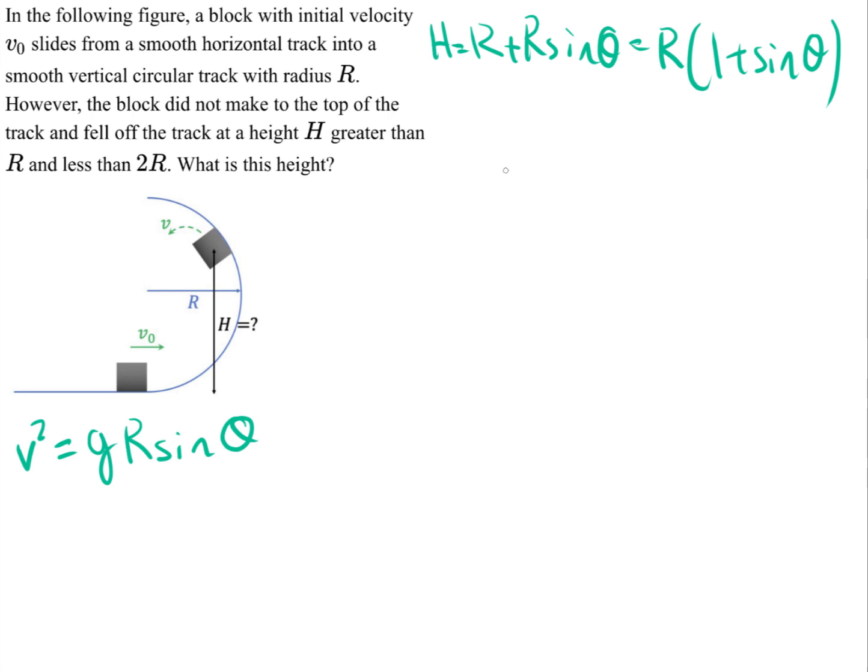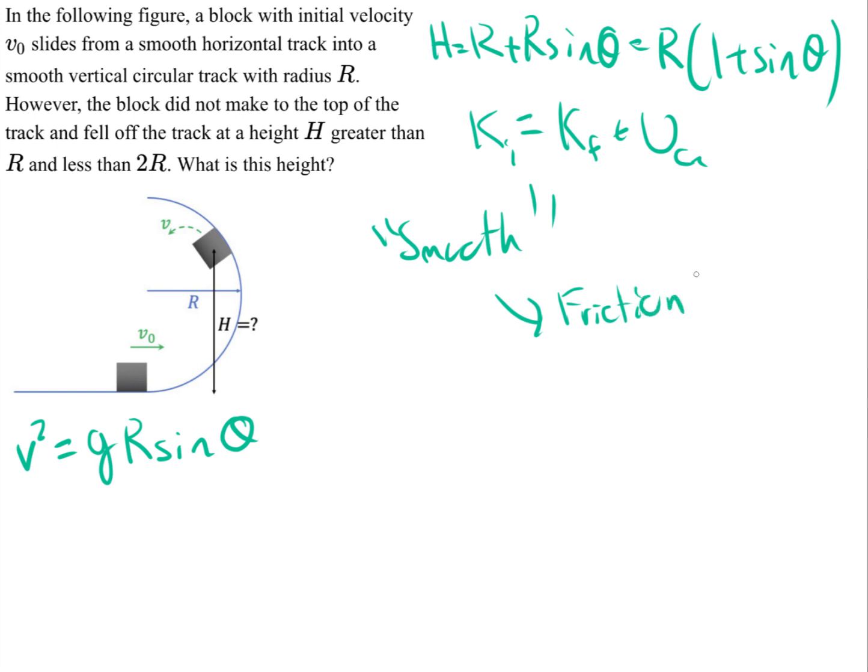So we can also use energy conservation to say the initial kinetic energy must be equal to the final kinetic energy plus whatever gravitational potential energy it has when it falls off. And this is because the track is smooth. So this implies that the track is frictionless, so there are no losses to heat and other forms. So the energy is purely converted into gravitational potential energy.